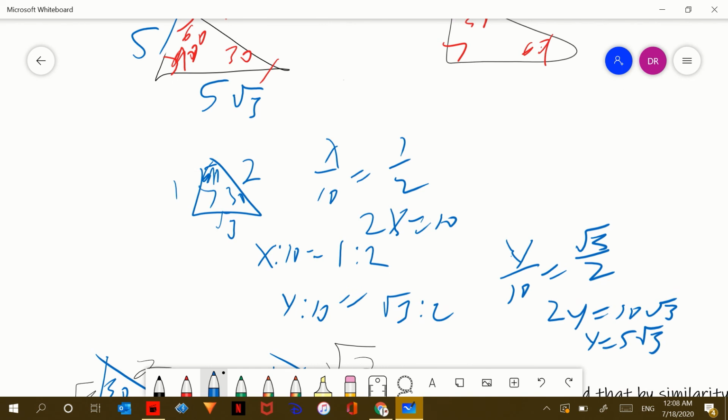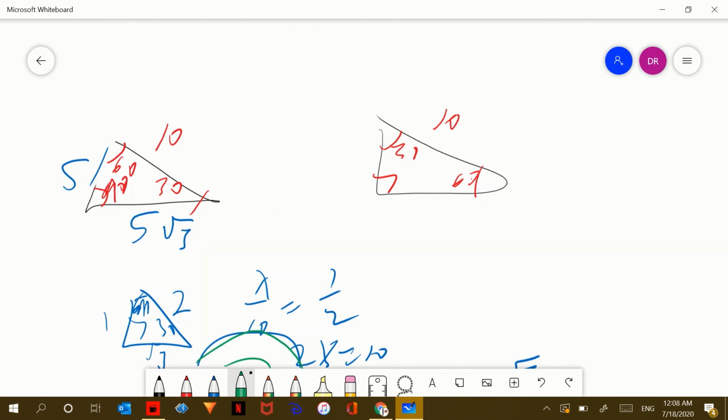Or you could just think of it like this. You can just multiply the outsides and the insides together. So y times 2, and then 10 times the square root of 3. With this, you can do x times 2 and 10 times 1 and set them equal to each other. Or you could do it like this, just to not make you confused. Okay, so we correctly solved that side.